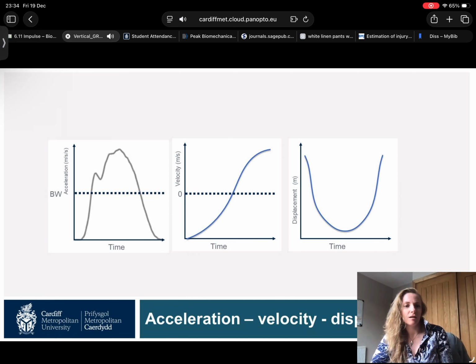In this figure, I've drawn on what we will call the body weight line. This is the line of force that we would expect just by someone standing on the force plate. Remember, we exert one body weight force just standing still. So anything above this line means we're exerting force greater than our body weight, anything below this line means we're exerting force less than our body weight.